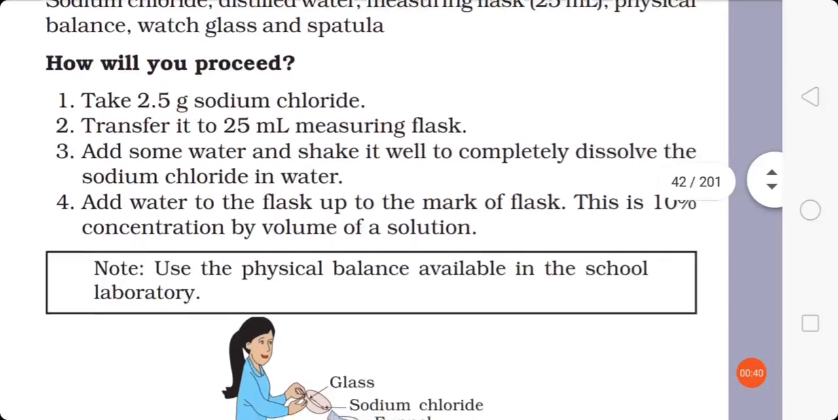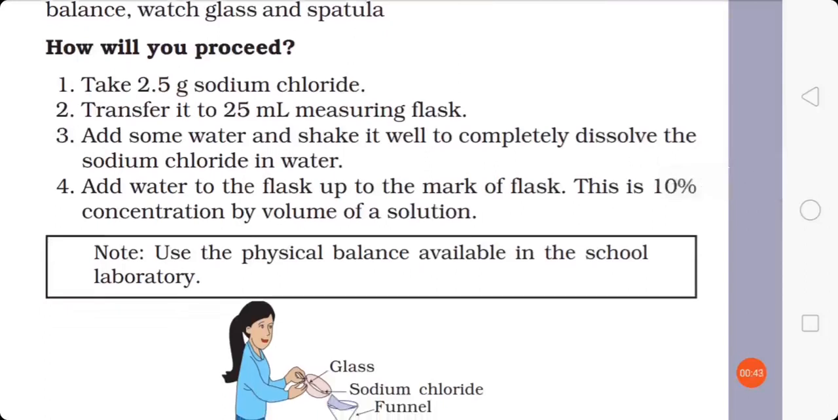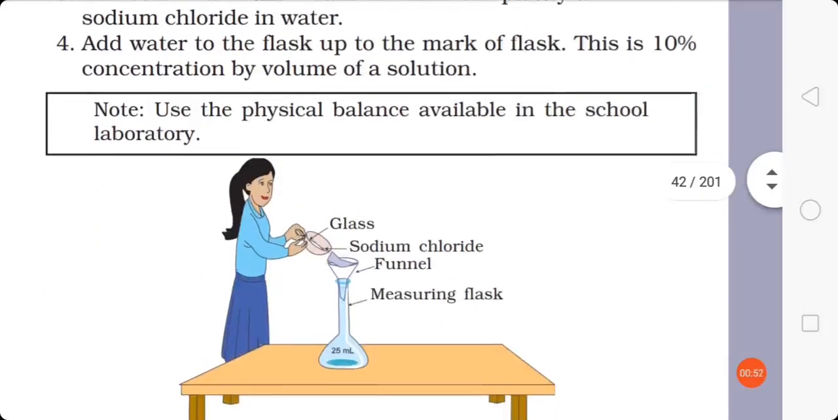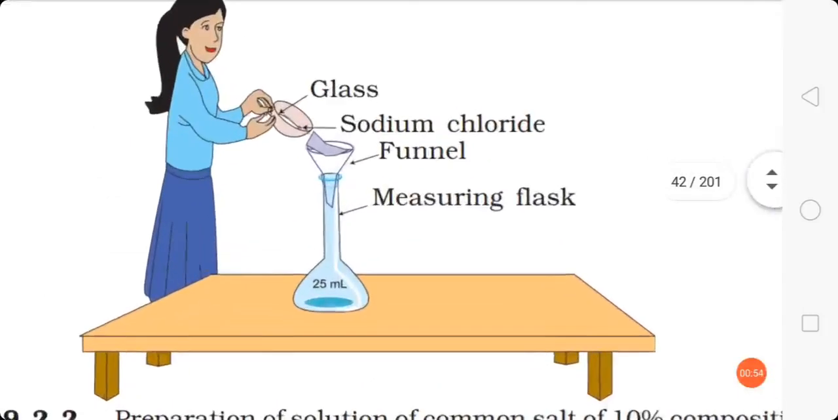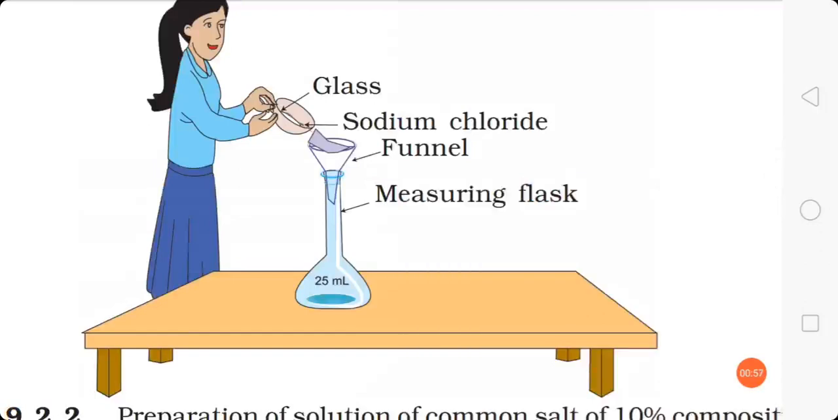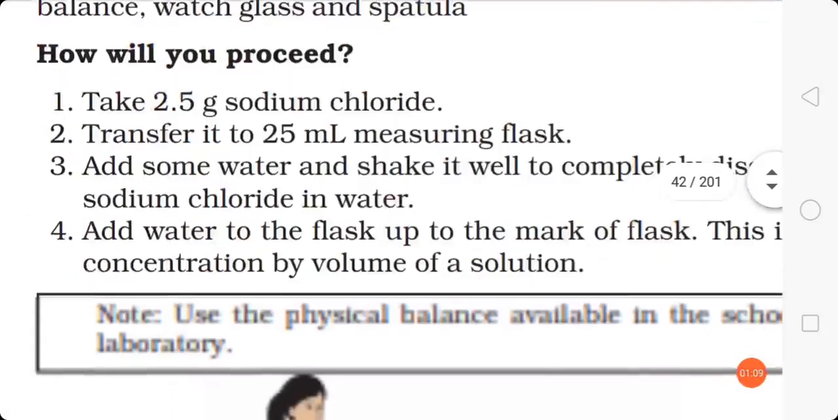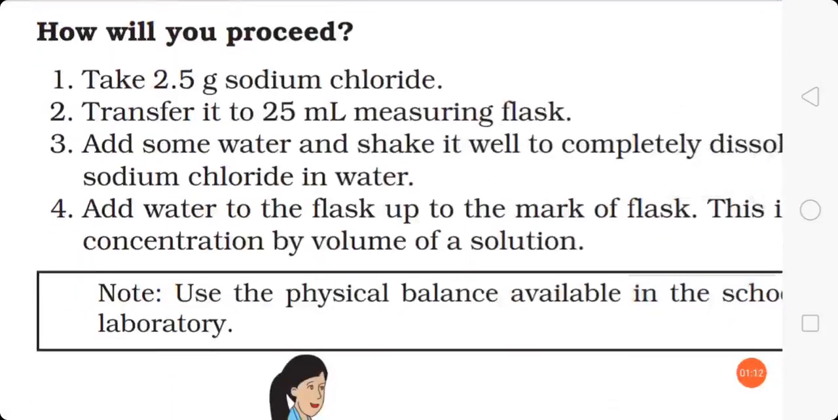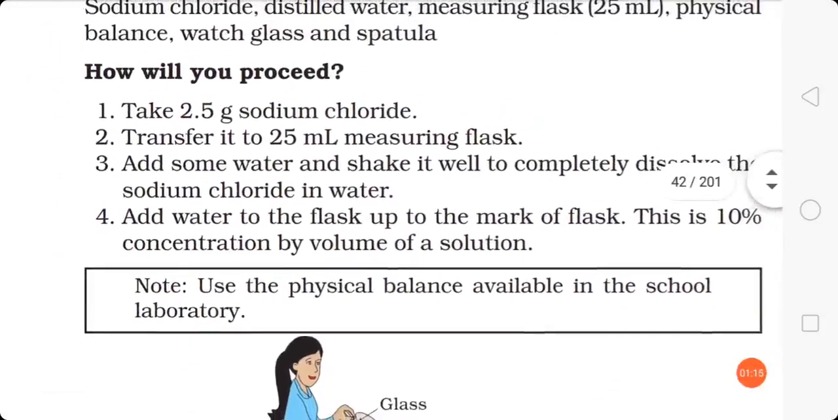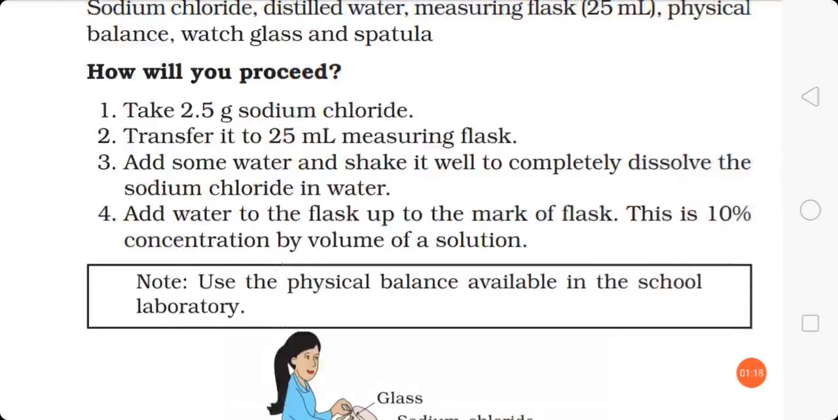So how we are going to proceed? For this you need to take 2.5 gram sodium chloride and transfer it to a 25 ml measuring flask. Now in this flask, as you can see here, a 25 ml measuring flask is there. So once you measure 2.5 gram sodium chloride, then transfer it to this measuring flask. And after transferring, you need to add some water and shake it well to completely dissolve the sodium chloride in water. Now add water to the flask up to the mark of the flask.